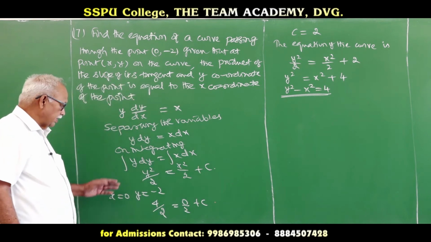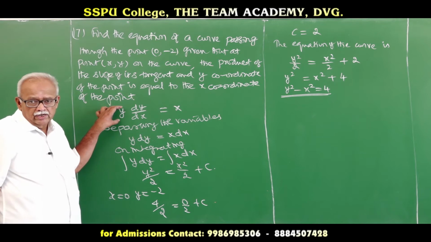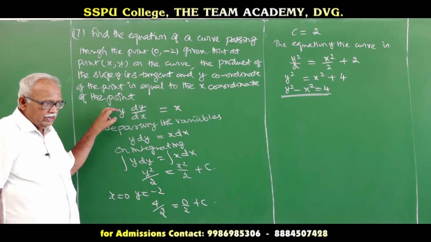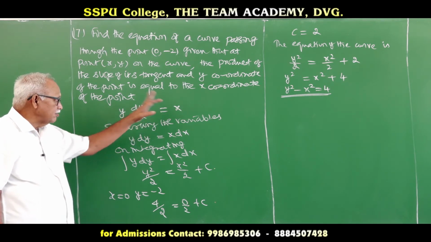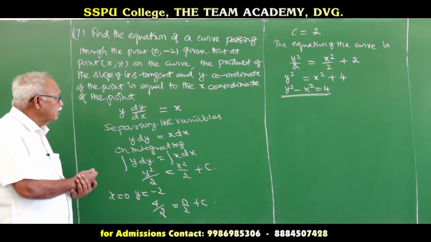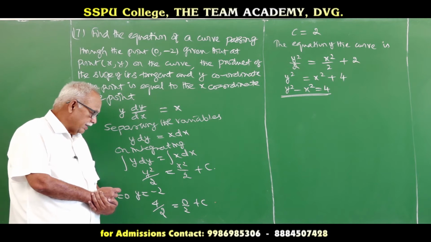So, you can see here integration is simple. The only thing you should understand is this statement, that is, the product of the slope of the tangent multiplied by the y coordinate of the point is y dy by dx is equal to x. Once you know this, the question is very simple and we can complete the answer. Now, let us go to the next question.